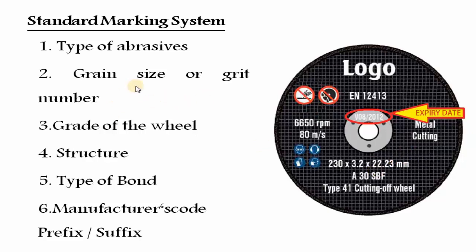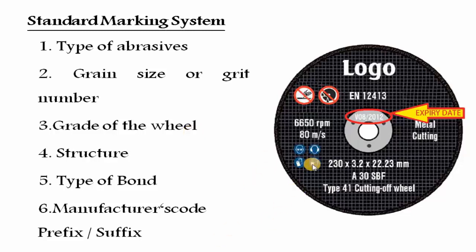Grain size or grit number: grain size indicates how many particles are available in 1 inch. That detail is given. Soft, medium or hard: these details are given on the grinding wheel, which is the grade of the wheel. If you have to choose soft or hard, it depends on what type of material you have to machine, ferrous or non-ferrous. Based on that, you choose the grade of the wheel.